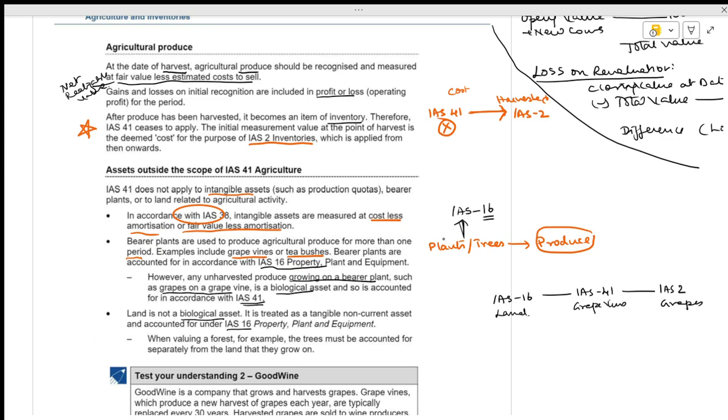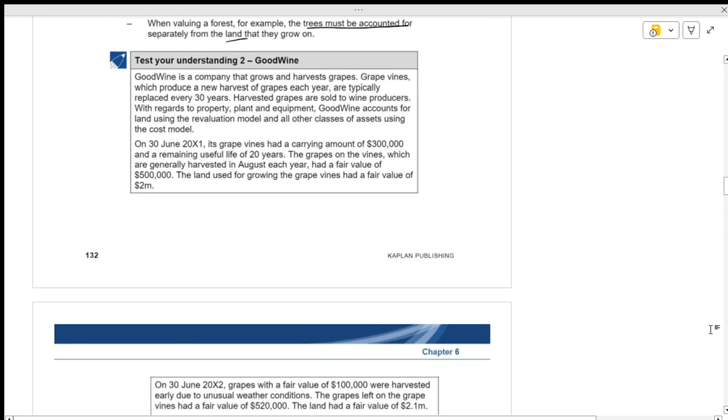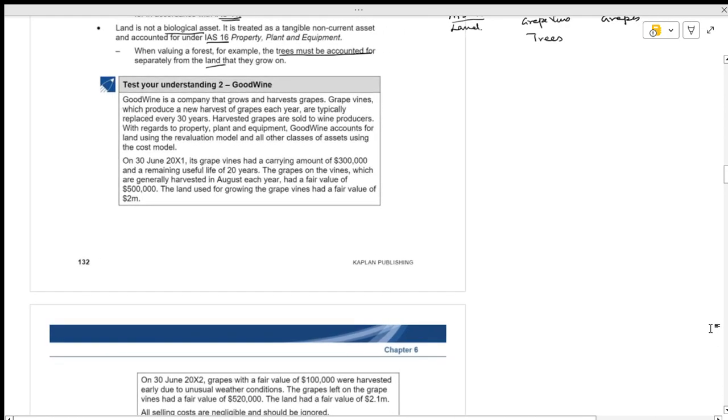When valuing a forest, for example, trees must be accounted separately from the land. You have to separate the trees from the land, is it right? Land comes under IAS 16. This is the basic and core definition with respect to the three different standards which have been accounted. Fine. Now, based on that, we will do one small question. Now, what they are saying.